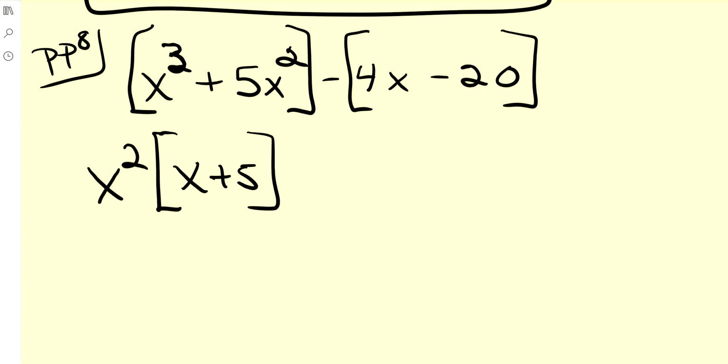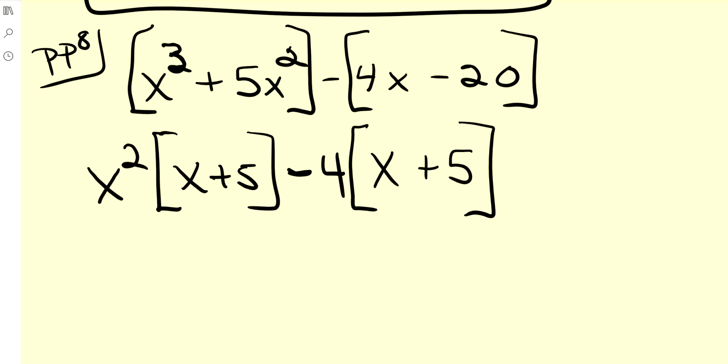And then over here, I'm going to copy down that minus sign, then factor out a 4 on the right side. If I take out a 4, then what's left over is x plus 5, because 20 divided by negative 4 is positive 5. Okay, so we've got that, and it seems to be working fine now. I'm going to take out the greatest common factor, the binomial factor of x plus 5. And what's left over is x squared minus 4.